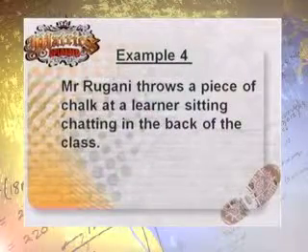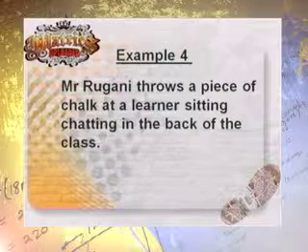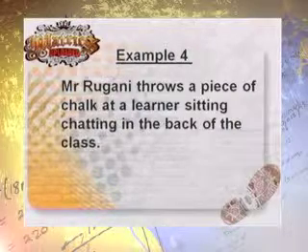Example 4 here. It says Mr. Rugani throws a piece of chalk at a learner sitting chatting in the back of the class. This teacher's frustrated. You're supposed to be listening to the teacher. And what does he do? He gets cross with you, and I don't recommend this, but he loses his temper and he throws a piece of chalk. Now, what's going to happen is the chalk's going to go up and go down and hit the learner on the head, hopefully causing not too much damage. Okay, so let's see what happens here.